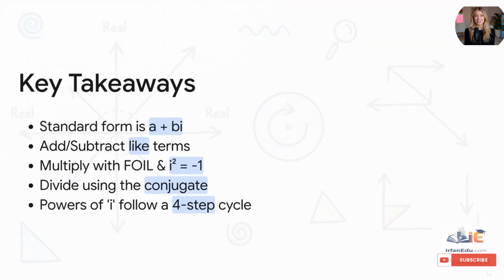Okay, let's pull it all together real quick. Remember, we treat real and imaginary parts separately when we add, but we let them mix when we multiply, all thanks to that golden rule, i squared equals -1. We've got our secret weapon, the conjugate, to handle division, and we know that the powers of i just keep dancing in that predictable 4-step cycle.